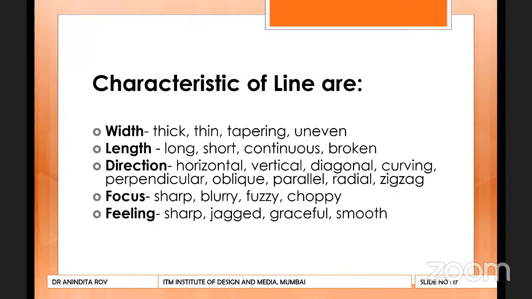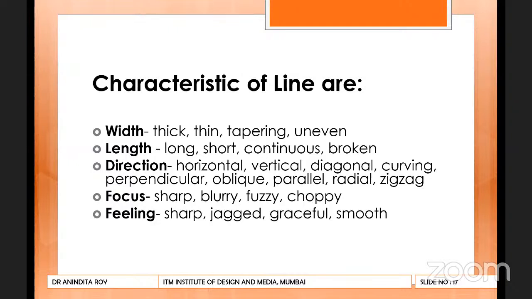Now, these lines have certain characteristics also. So the lines can be thick, they can be thin, they can be tapering, or they can be uneven. So the width of the line matters. Then the length of the line matters: long, short, continuous, broken. See how many types of lines we are getting. The direction of the line, which way the line is going. The focus of the line: is it sharp? Is it blurry? Is it fuzzy? Or is it choppy? And the feeling of the line. Is it sharp? Is it jagged? Is it graceful? Is it smooth? Which kind of feeling is the line giving?